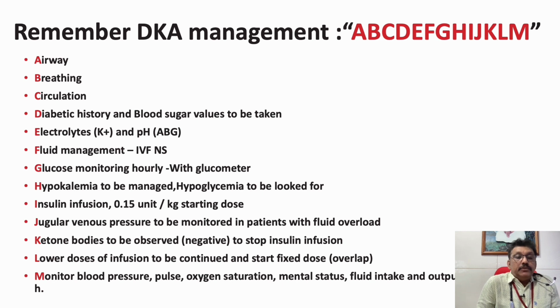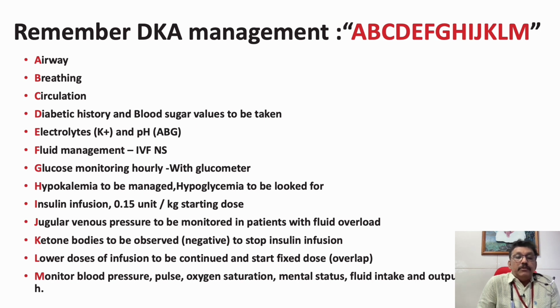Then take an ABG, which shows high anion gap metabolic acidosis. Sometimes lactic acidosis can be associated with that. Fluid management is very, very important. We have to start IV normal saline, because normal saline can replace the intravascular volume initially. Most patients with DKA require 6 liters of fluid in 24 hours. If it is HHS, hyperosmolar coma, then they require 8 to 9 liters of fluid. Glucose monitoring must be done hourly in all patients with DKA.